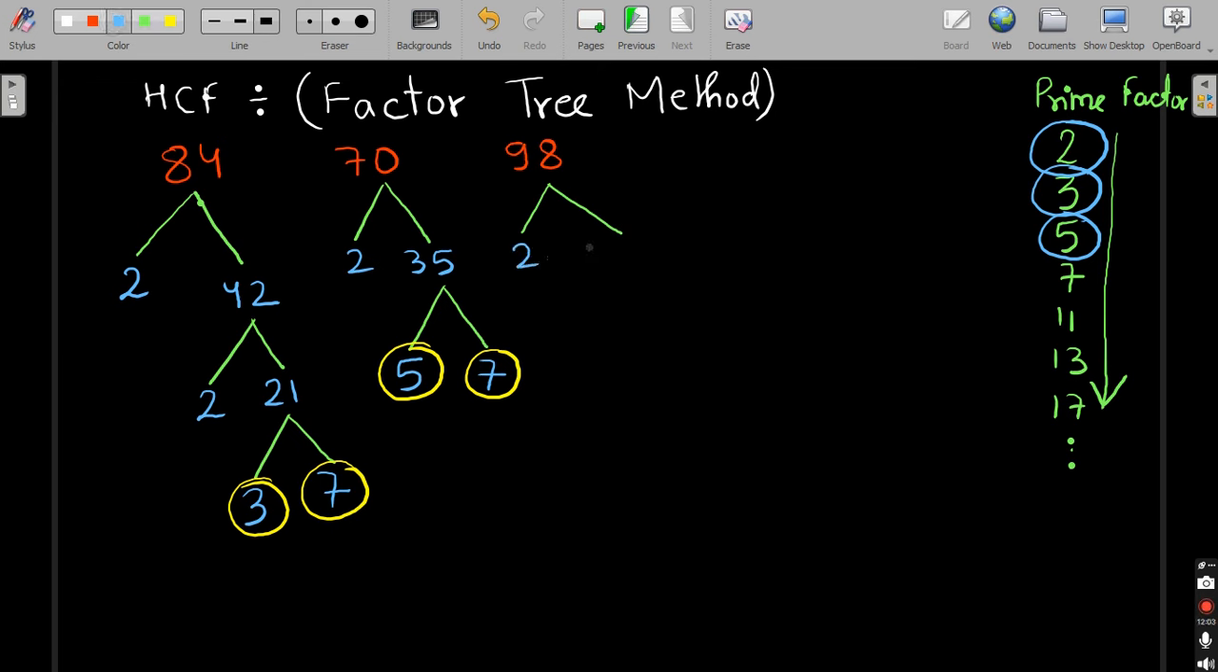Now I will get here 2, 2 4s are 8, 2 9s are 18. Again I will break this number. Now let us again break this number. So how much number will I break now? 49. 49 by which number can I divide here?